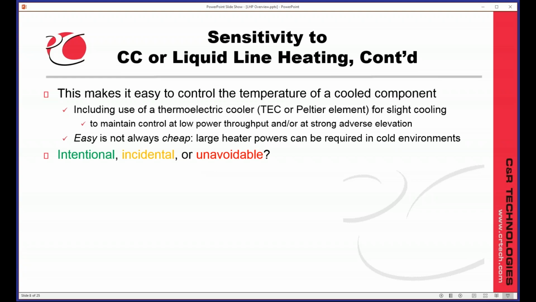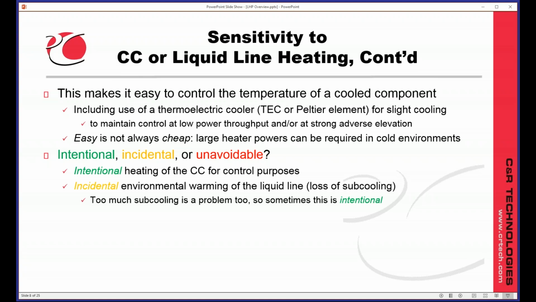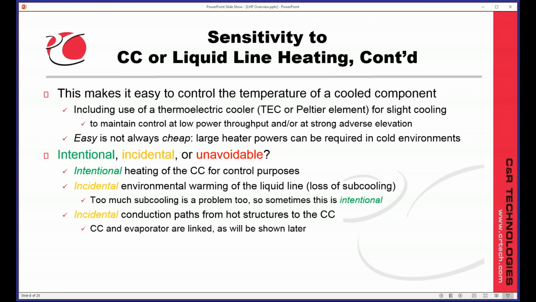So I think it's useful to talk about the different kinds of ways in which those blue terms in the prior sheet can come into it. They can be intentional, incidental, or unavoidable. So intentional is here. I'm applying thermostatic control to achieve temperature control in my payload. So that's intentional, but there's also some incidental, such as warming of the liquid line. Sometimes that's actually intentional, but often that's just a result of your design. Also remember that the evaporator and compensation chamber, as we'll show later, are very tightly linked. So it's easy for heat to kind of leak over into the compensation chamber from your cooled structure.